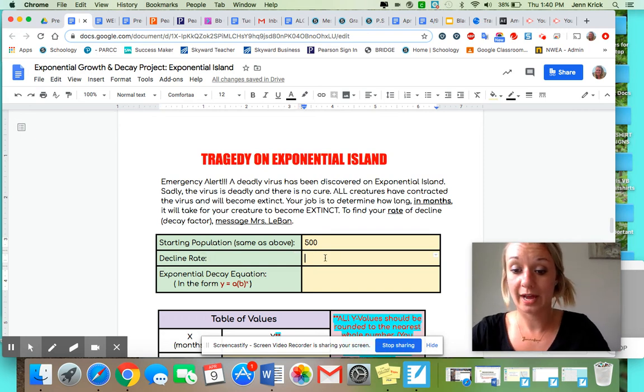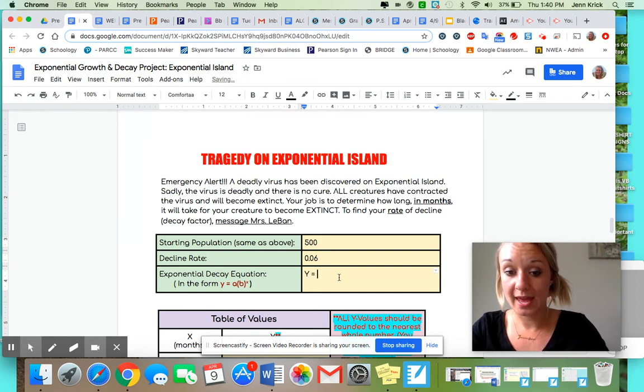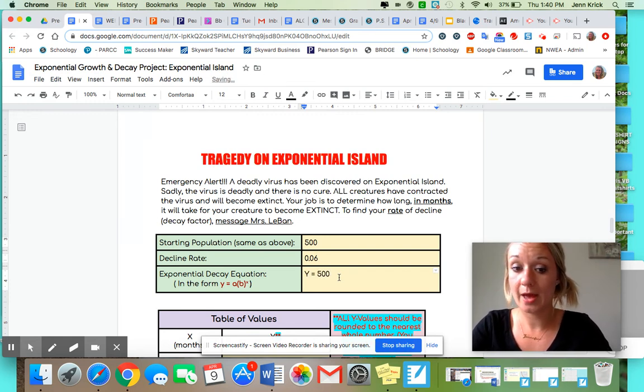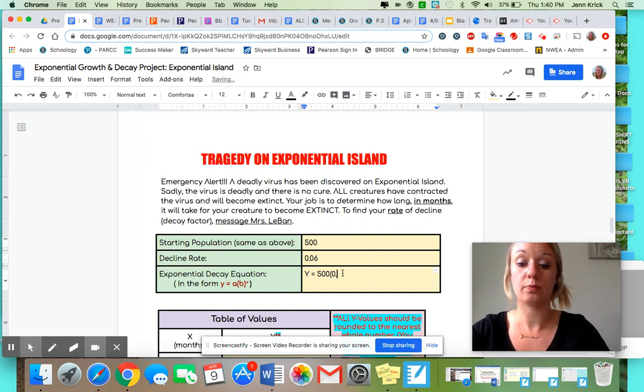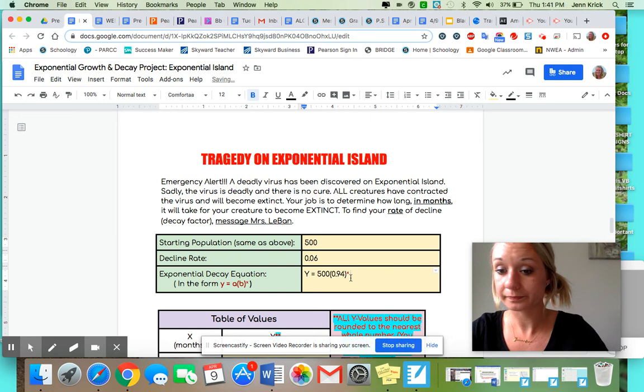So let's say that my decline rate was 6%, and I know that I'm going to express 6% as a decimal of 0.06. When I'm entering my equation here, I'm going to start with my y equals, instead of a, I'm going to put in 500 because that's my initial amount. For b, though, this is different. Because it's decline, we're going to do 1 minus whatever that decline rate was. So 1 minus 6 hundredths here is going to be 0.94, 94 hundredths. And then you'd also still have your exponent right there.